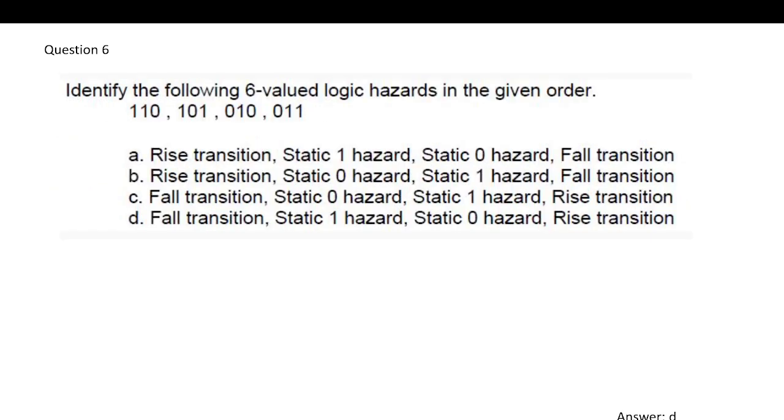Next is: identify the following 6 valued logic hazards in the given order. I think we have already seen this question. Can you answer? It's like 110. So we can see it's a falling transition. So we have both sides. Next is 101. What is this hazard?